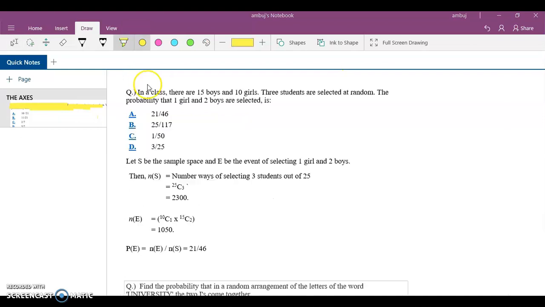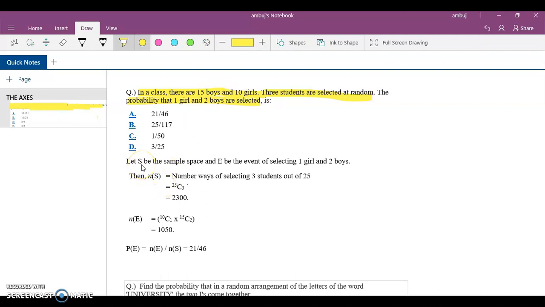So now going on to the second question. The second question is, in a class there are 15 boys and 10 girls. 3 students are selected at random. The probability that 1 girl and 2 boys are selected is. So first try how you are going to approach the question. Try it yourself, then you can see the solution. You can pause the video and then you can see the solution.